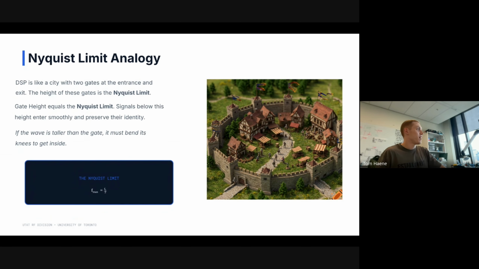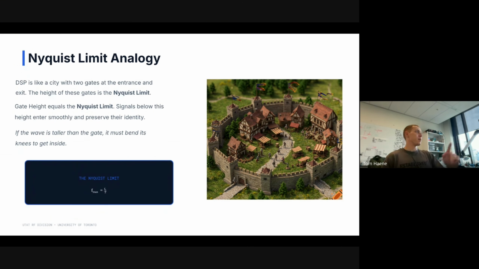here's the tricky part. You might think, oh, they can't get into the city, and that would be good because then we would just go, oh, our system just doesn't work with those frequencies. Ah, damn. No, it's worse than that. Let's say you really want to go in the city. There's something really cool in there. You wouldn't just stop. You would bend your knees and duck under the gate, wouldn't you? Because you want to go in.